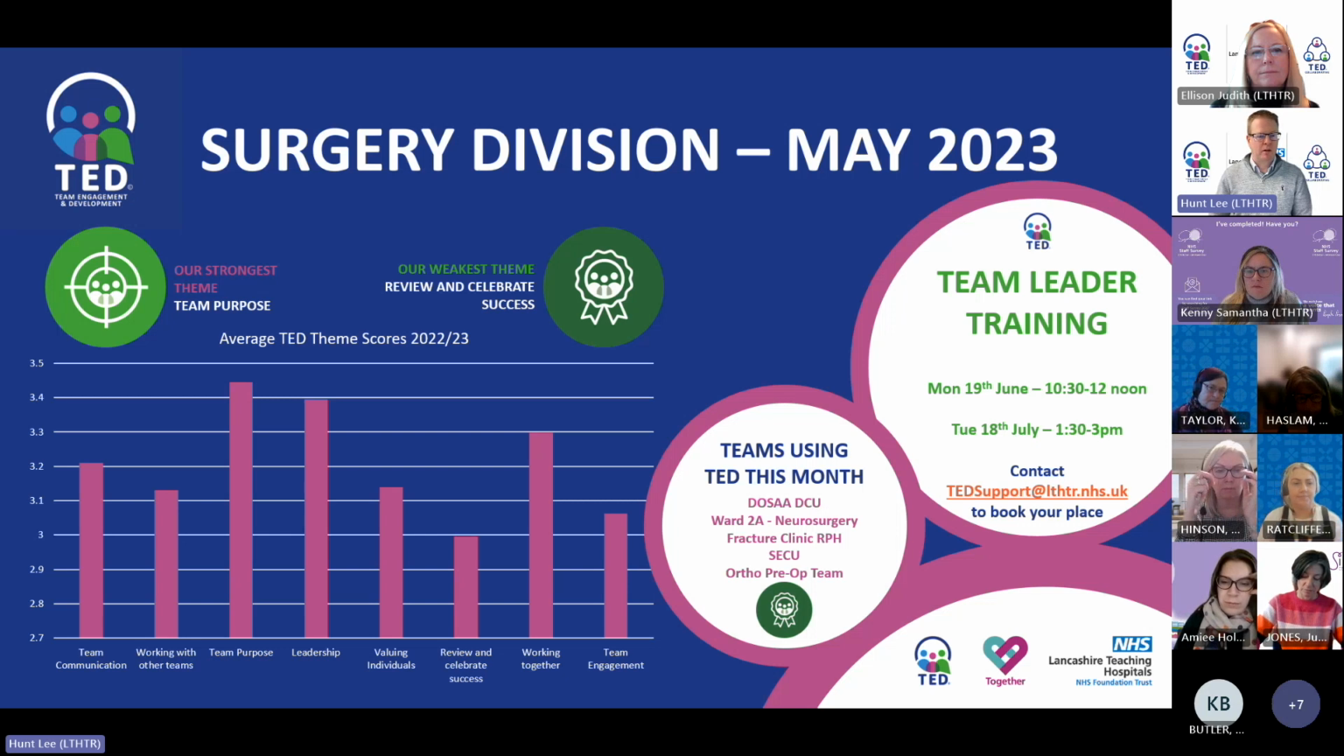I'll get my pointer out, but what we've got in there, I highlighted for each area what their strongest performing TED theme was. I was also able to pull out what was their weakest performing area and an area that they might want to focus on as a division. And then you've also got that graph which compares those averages across all of the different TED themes.